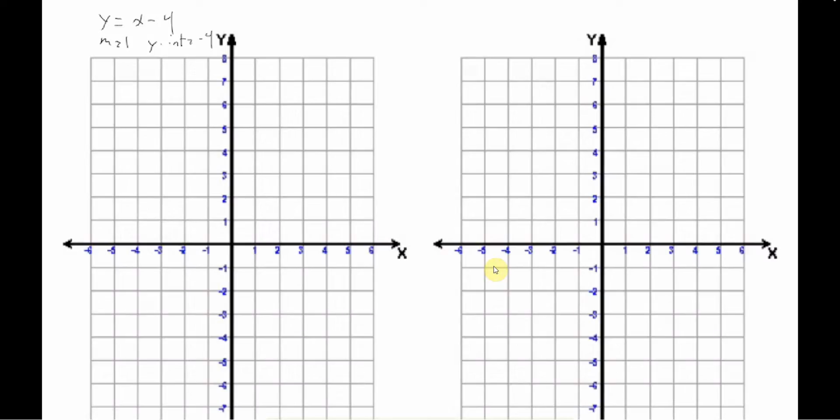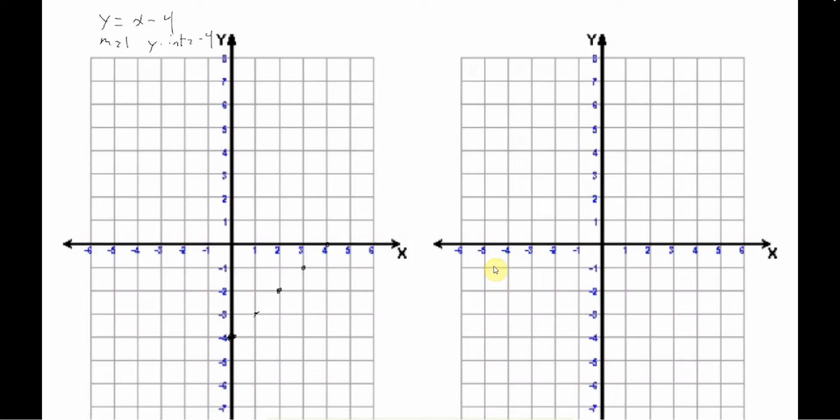All right. What that does is it gives us a place to start when we graph. So let's go to (0, -4): over 0, down 4. And then using a slope of 1, let's do some graphing. Over 1, up 1, over 1, up 1, over 1, up 1. See where we're going here.